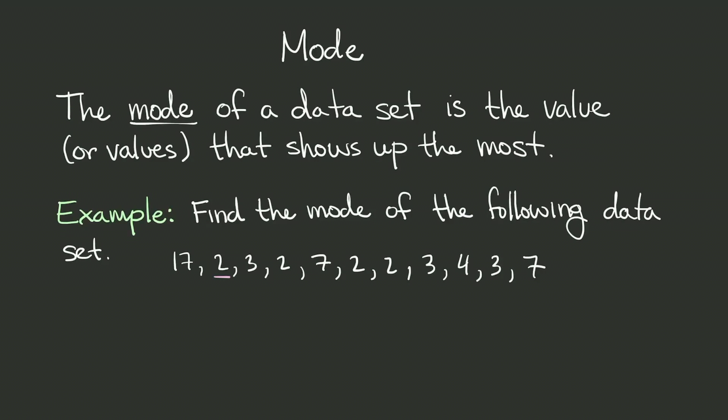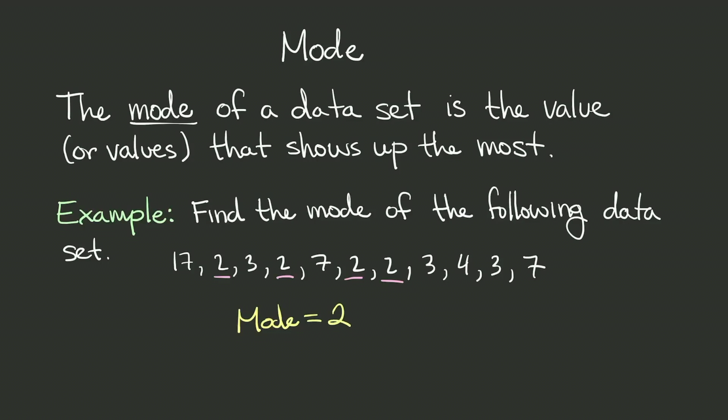2 shows up 1, 2, 3, 4 times, so what we need to do is check to see if anybody else shows up that many times. It looks like 3 shows up 3 times, 7 shows up twice, and 4 only shows up once, and so the mode here is going to be 2.